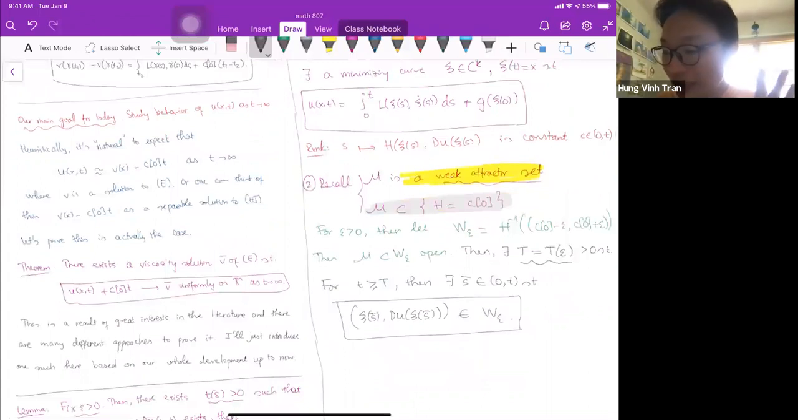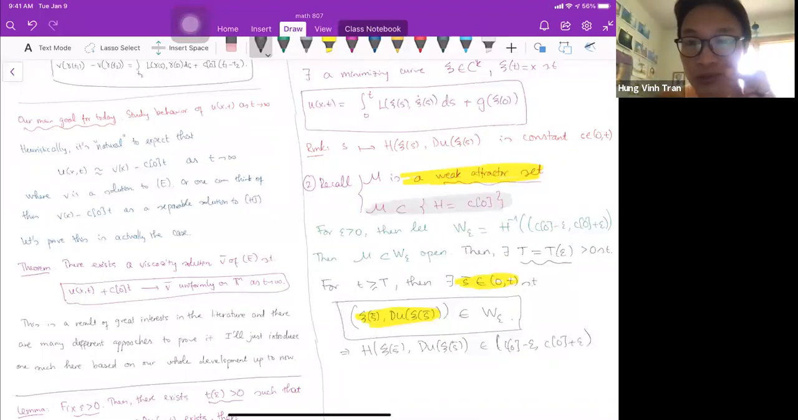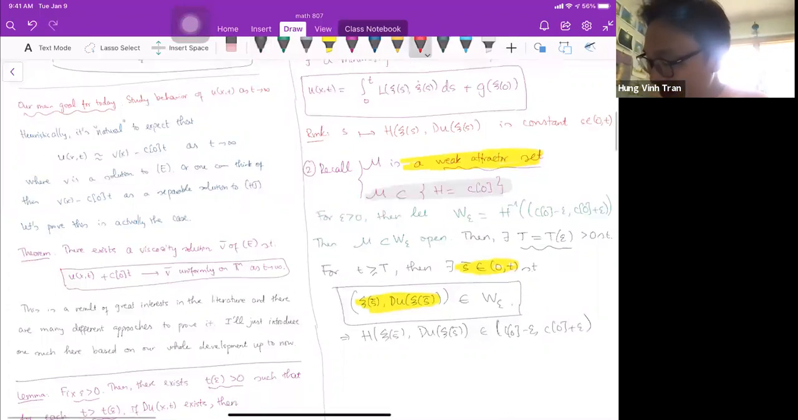What is remarkable here is that I only have the existence of one point S bar, so that this vector is in W epsilon. But moreover, because of conservation of energy, this implies that H of C(S bar), DU of C(S bar) is between C naught minus epsilon and C naught plus epsilon. So just one point getting into the neighborhood, but because of conservation of energy, it implies that all points have to get into the neighborhood.